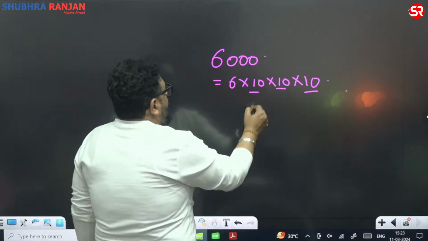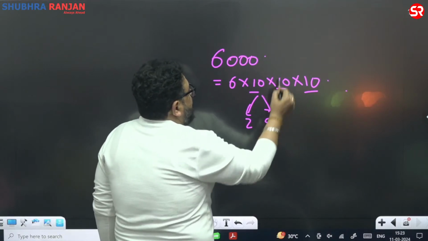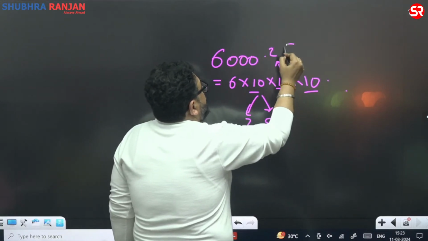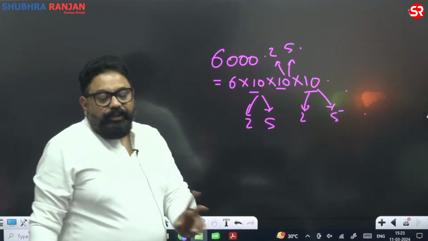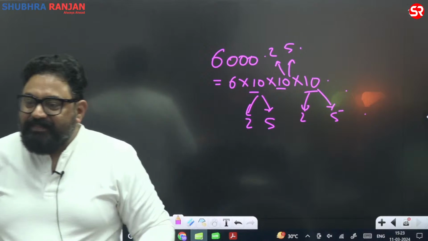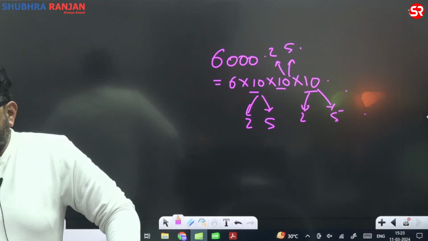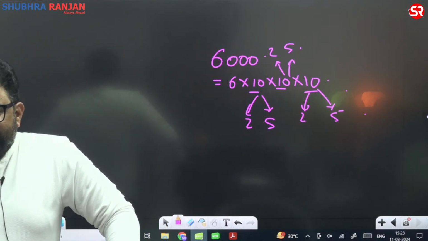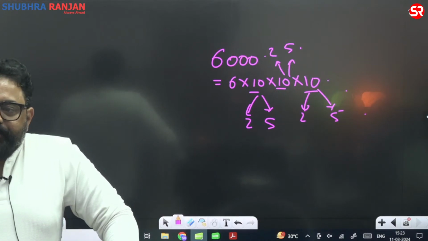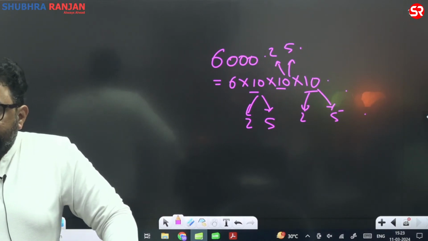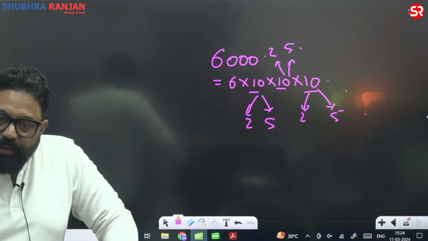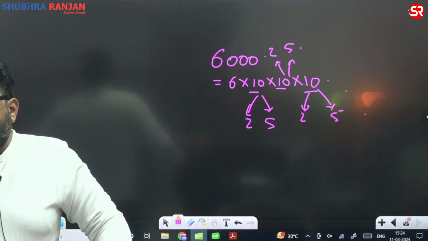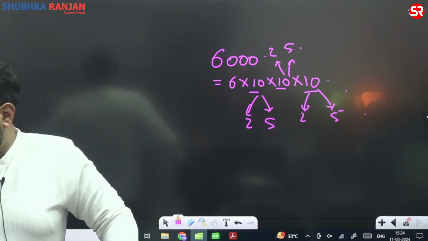So he's saying how many 2s are there, how many 5s are there. And 2 and 5 are prime numbers. Agreed. So remember, if there is a question about how many zeros are there at the end, he is asking you about how many 2s are there, how many 5s are there. There is no other second thought to this question. Clear, guys? Is it clear?